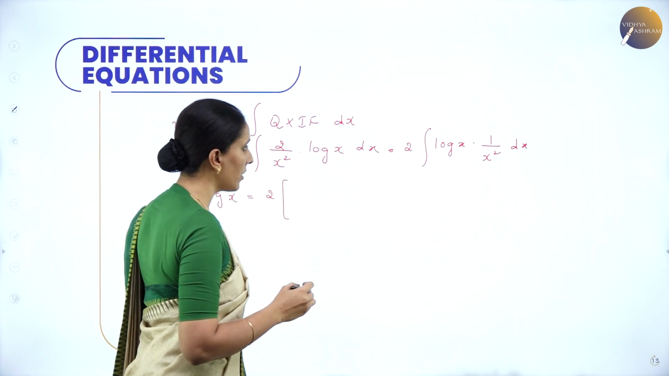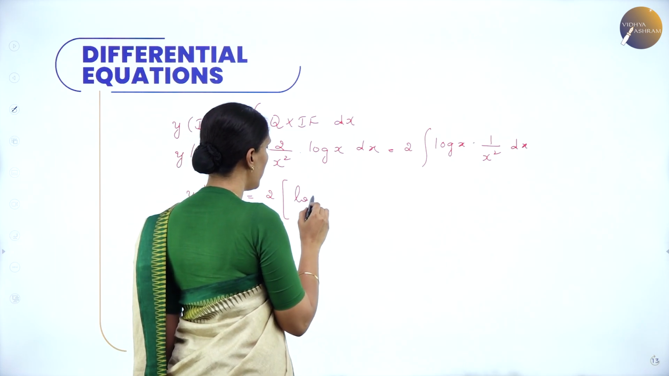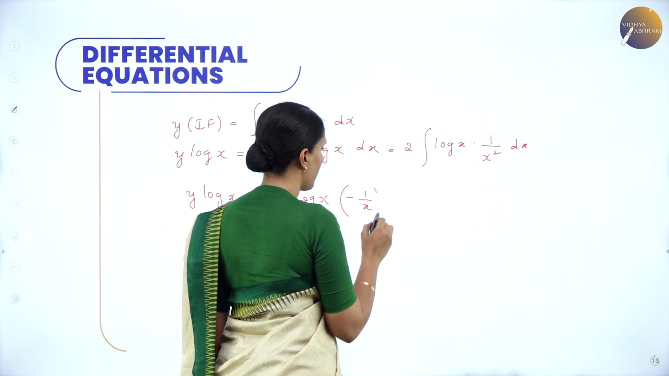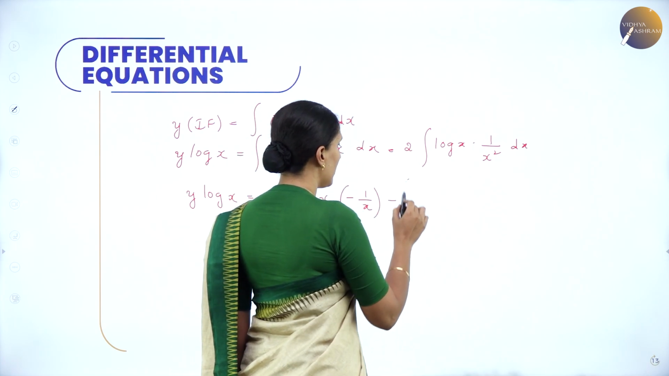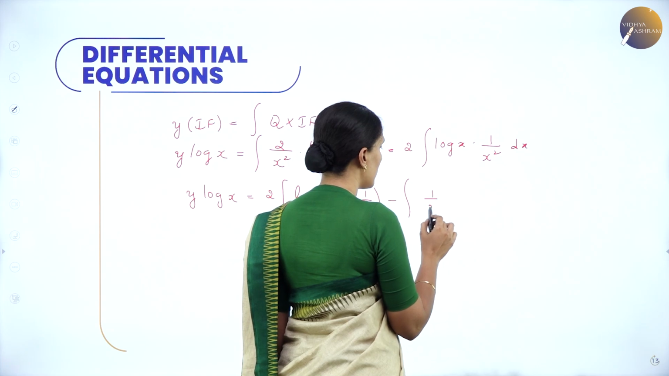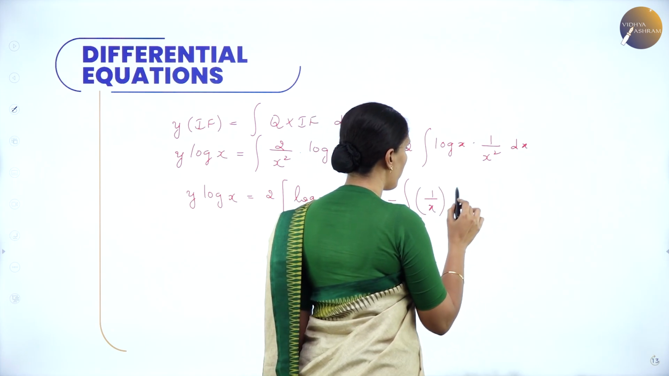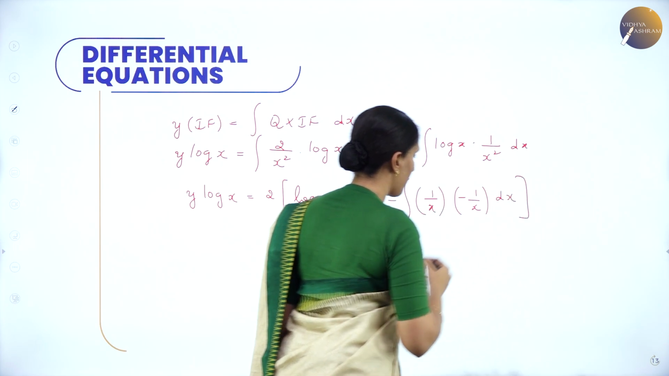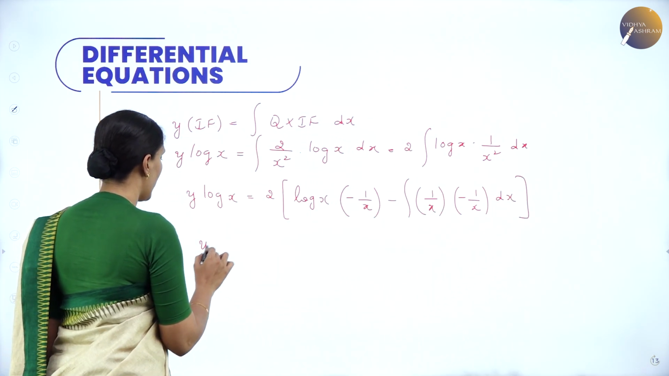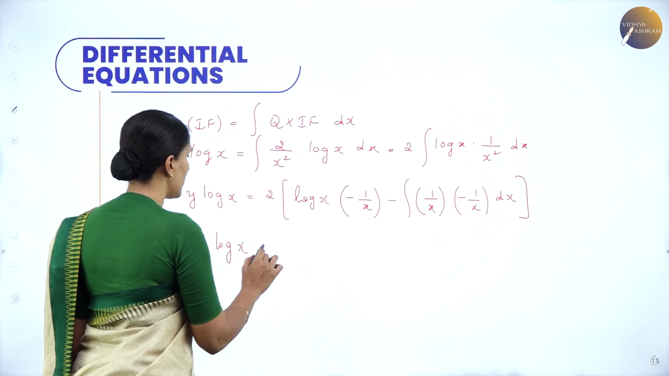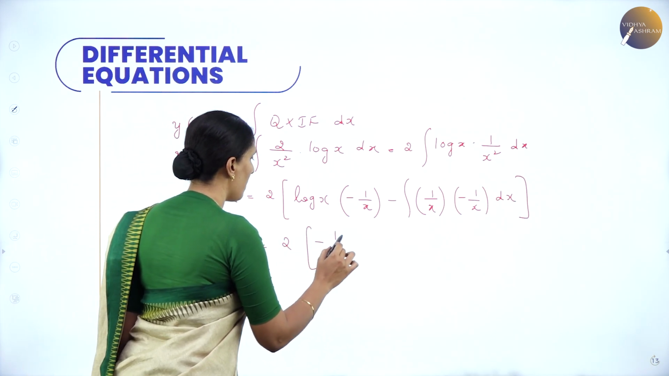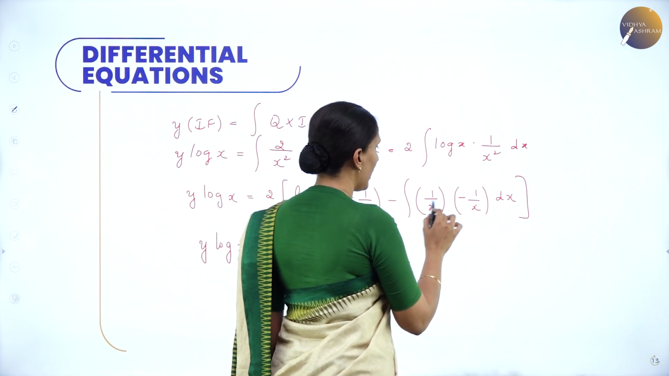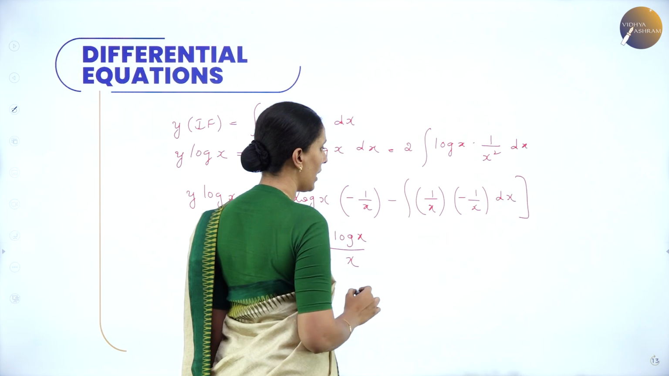Let us apply integration by parts. Log x into integration of 1 by x square, which is minus 1 by x, minus integral of derivative of log x, 1 by x, into integration of 1 by x square, minus 1 by x, with respect to dx. Now y log x is equal to 2. Here we have minus log x divided by x. So again we have here minus 1 by x square.